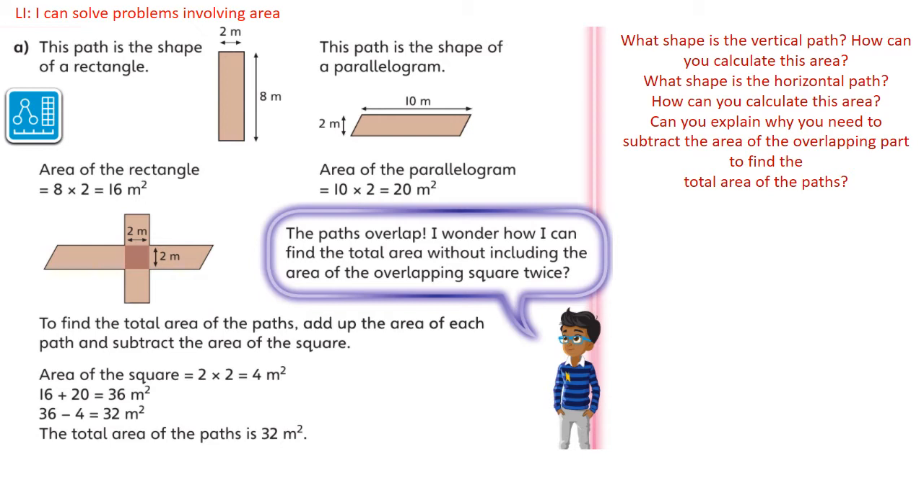So that's going to be 10 times 2 is 20. As I said on the previous slide, but remember, you can see there where they overlap. So we don't want to count that middle square twice. So we work out what the area is of that middle square, and then we take it away. So the total area of the paths is 32 metres squared.